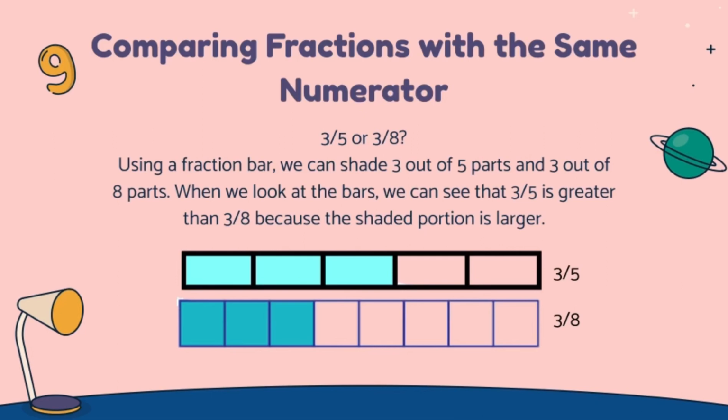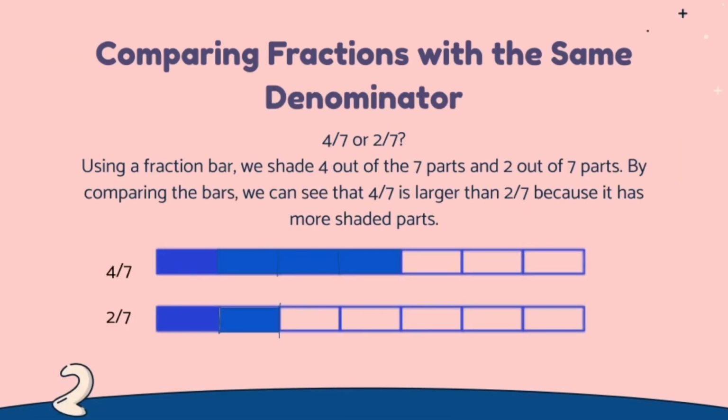larger. Now let's compare fractions with the same denominator, 4/7 or 2/7. Using a fraction bar, we shaded 4 out of 7 parts and 2 out of 7 parts. By comparing, we can see that 4/7 is larger than 2/7 because it has more shaded parts.